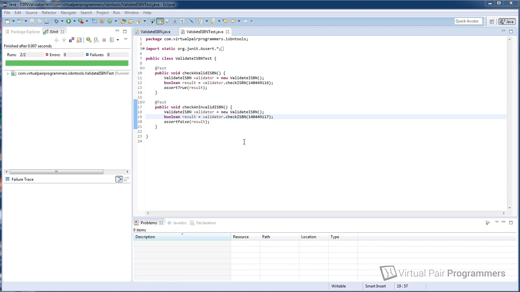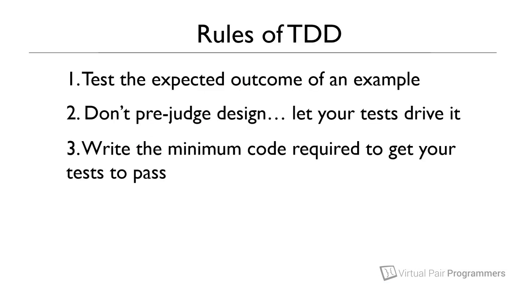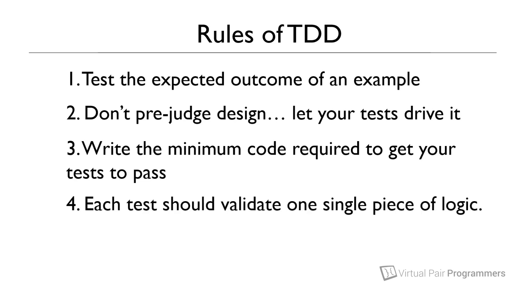Now we have a choice. Do we create a new test method for this second ISBN number, or do we add it to this first test method, check a valid ISBN? Well, an important aspect of test-driven development is that each test must check one single identifiable piece of logic, and only one. So normally, you'd only expect to have one assert in a test method, but there are times when you can have more than one assert. But if you have more than one assert, it needs to fit one of the following 2 examples.